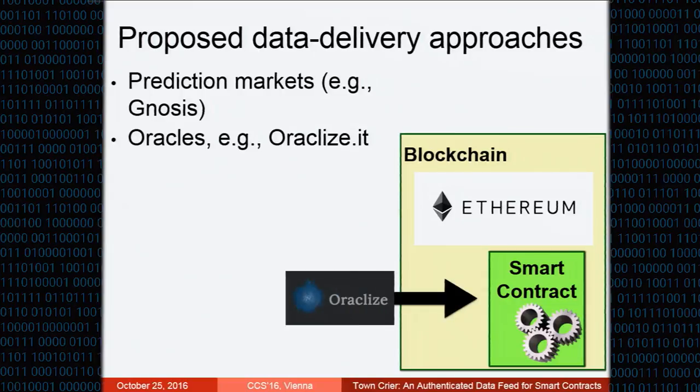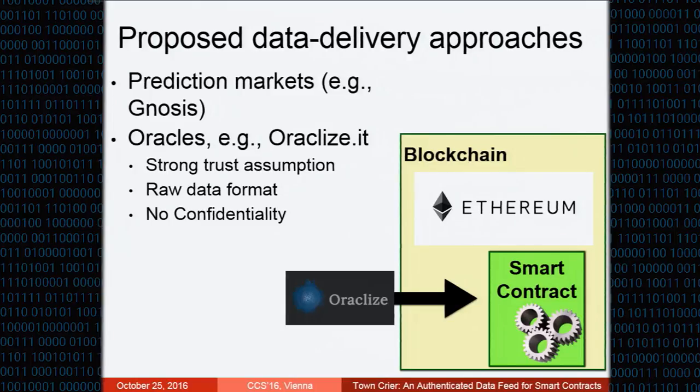Another well-known solution is Oraclize and other oracles. The problem with Oraclize actually is it has a strong trust assumption. You will have to rely on the reputation of small entities, and it can only provide you with data in raw format, raw HTTPS transcript, and it cannot guarantee any confidentiality.